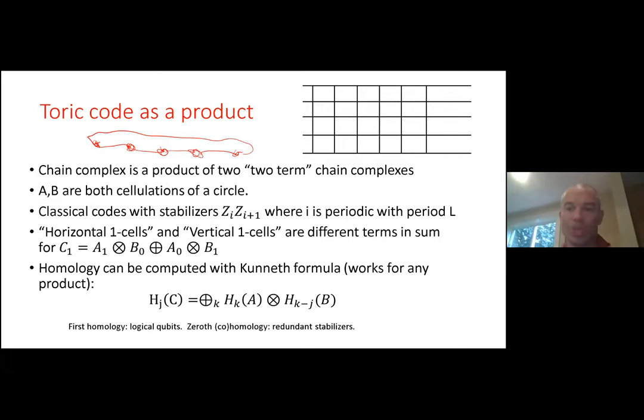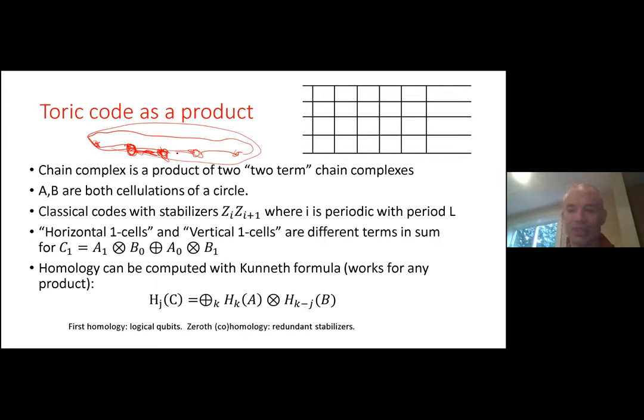So if a qubit, or in this case, a bit, is just this edge, the boundary of this bit is these two stabilizers. Similarly, this stabilizer acts on these two bits. And if you think about it a bit, you realize that this is a classical code. It's a classical repetition code. The stabilizer is Z_i, Z_{i+1}. So each stabilizer acts on a pair of bits like Z1 Z2, Z2 Z3, and so on. And this i is periodic. It's just labeling the different edges around this circle. Those are the two classical codes.